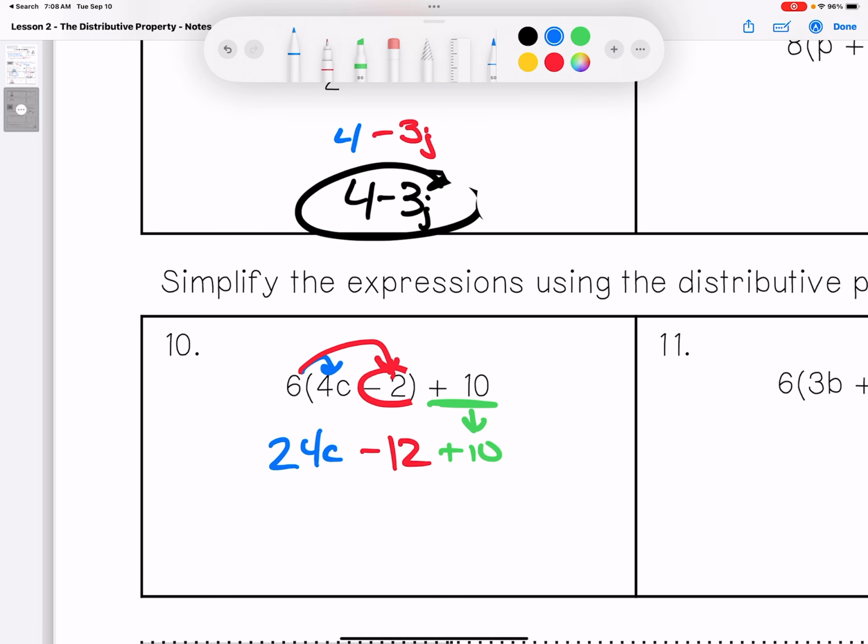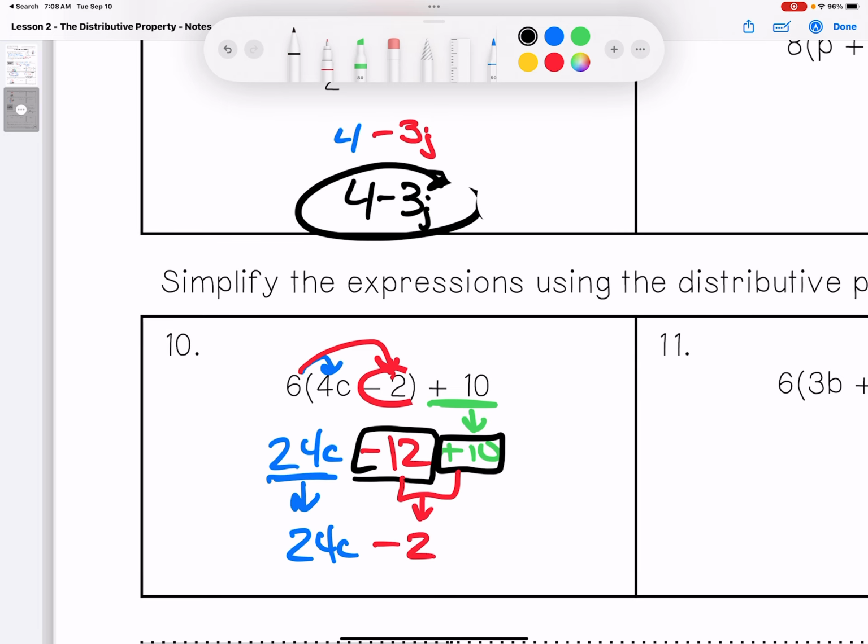Now, we're not done. Why are we not done, Coach? Because look at this. You have 2 like terms. You have 2 plain old numbers. They can combine. We can simplify it. So how do we do that? Well, this 24c can just come on down because there's nothing to combine with it. And then you combine negative 12 and 10. And when you do that, you're going to get negative 2. So the answer is 24c minus 2.